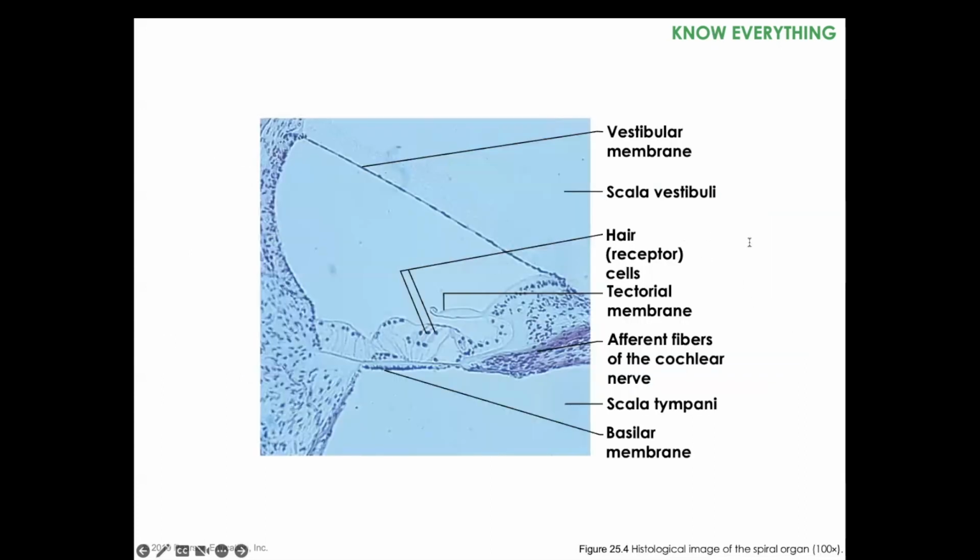And here is a histology slide of the inside of the cochlea. The hair receptor cells and the supportive cells support the tectorial membrane, and the basilar membrane is below that. The scala vestibuli and the scala tympani are going to be holding that perilymph.